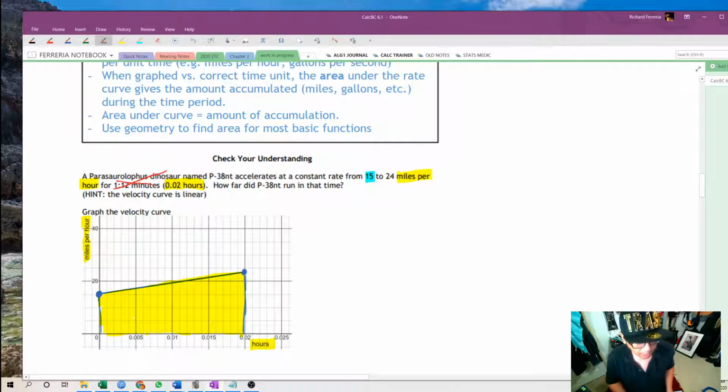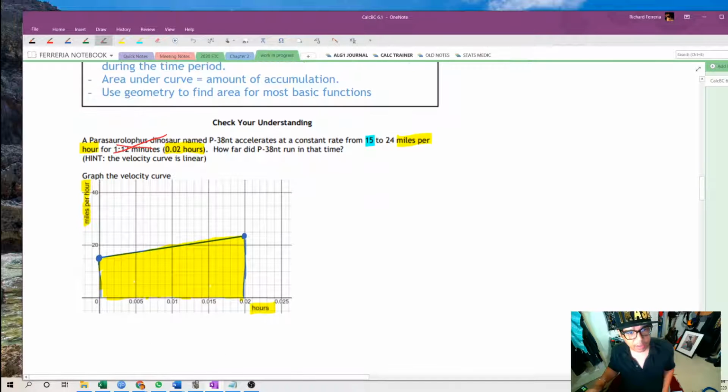There's our area, and we're taking miles per hour multiplied by hours, and that's going to be equal to, of course, miles. So the distance traveled, maybe I should write the word distance, is going to be equal to area.